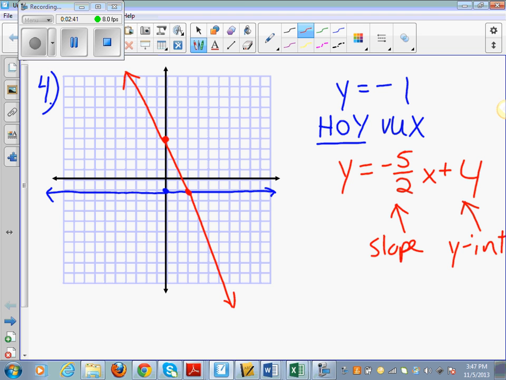And we want to know where they intersect. Well, they intersect right here at this point. So we only have one solution, and it's at that point. We need to write down that ordered pair. Remember, our ordered pair always goes x and then y. So our point is at (2, -1). That's the answer to number 4.